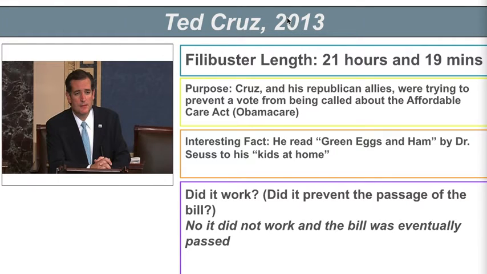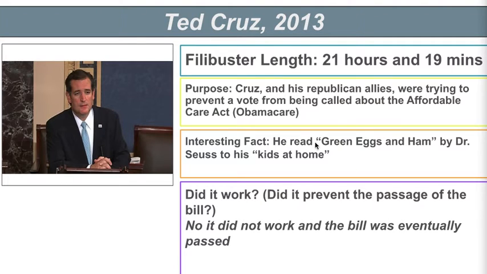It was in 2013. It lasted 21 hours and 19 minutes. The purpose of the filibuster was that Cruz and his Republican allies were trying to prevent a vote from being called about the Affordable Care Act, Obamacare. An interesting fact, we watched it yesterday, is that he read Green Eggs and Ham by Dr. Seuss, and he says in the video, if you watch the beginning of it, that he was reading it to his kids at home who were going to bed. And did it work? No, it did not work. The bill was eventually passed. However, he did try, right?